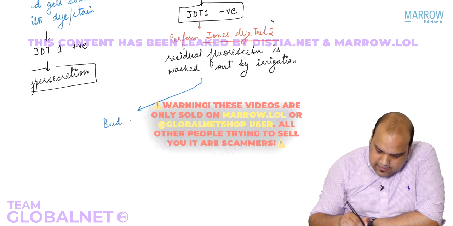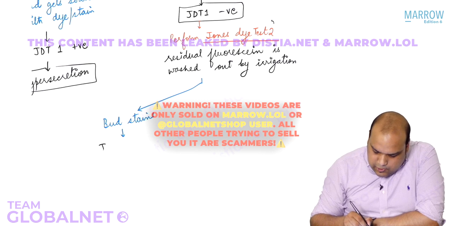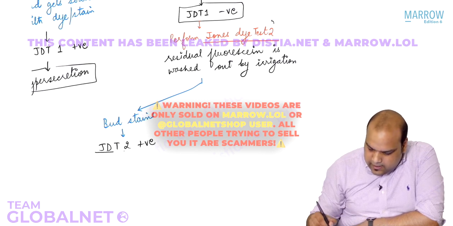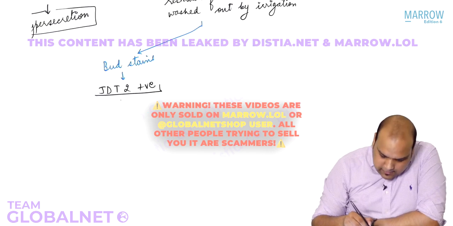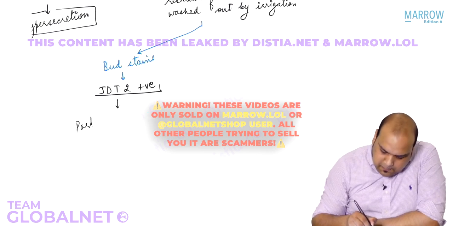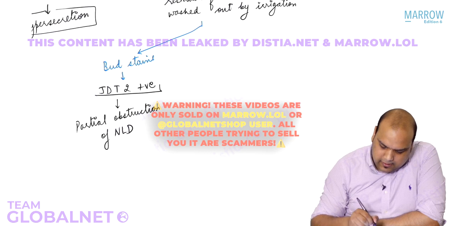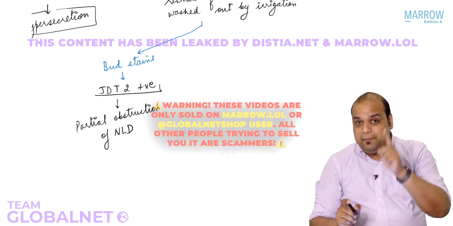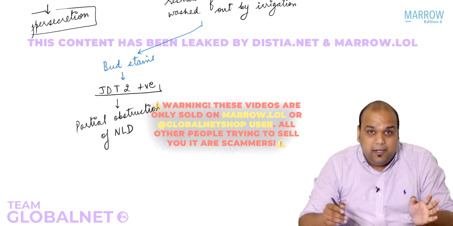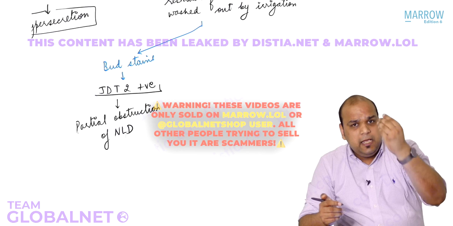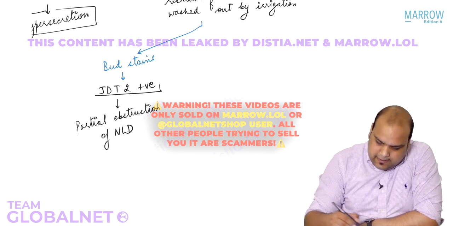Now the bud stains. If the bud stains, I will say Jones dye test 2 is positive. If Jones dye test 2 is positive, then the answer is partial obstruction of nasolacrimal duct. Partial obstruction, PO everybody, but of the nasolacrimal duct. So the obstruction was partial, and thus with pressure, when we tried to wash away the fluorescein dye, we were able to stain our bud, but not otherwise.